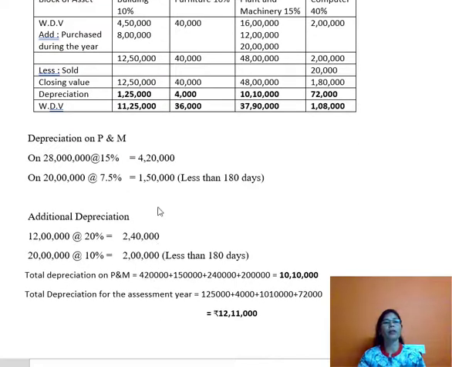So if we add this together, the total depreciation on plant and machinery, that is 4,20,000, 1,50,000, and additional depreciation of 2,40,000 and 2 lakh, total comes to 10,10,000. So we are deducting this depreciation of 10,10,000 and we get the written down value. In case of computer, the computer which is sold for 20,000, therefore the written down value is 1,80,000. On 1,80,000, directly we charge 40%, which comes to 72,000. So the written down value of computer is 1,08,000.